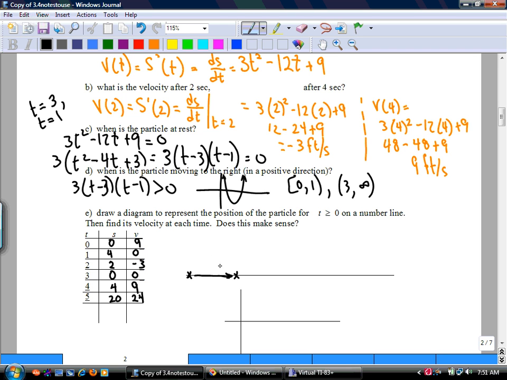Oops, that's not very good. It's kind of halfway. So 1, 2, 3. At 0, we're back at 0. And then 4, we're back to 4 again. And then 5, we're all the way out to 20.